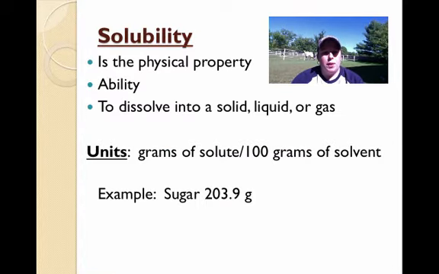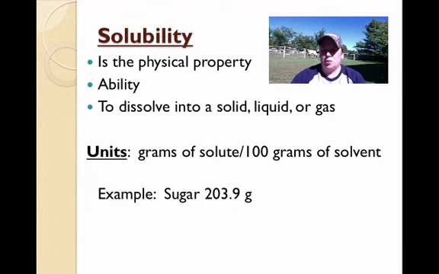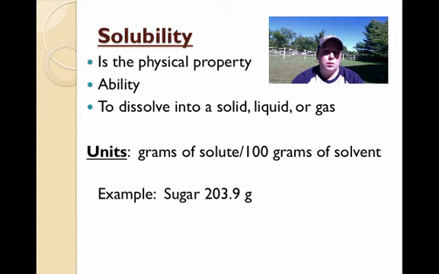So solubility, remember, is the actual physical property. It is what I consider sort of one of those ability words for physical property. And remember, it means, again, to dissolve into a solid, liquid, or gas, and we report that out in units of grams of solute versus 100 grams of solvent. So what would that really look like? And if you're like, holy moly, Burke, that's a lot of words, it really would just look like you have below. You would say you were able to dissolve 203.9 grams of sugar.